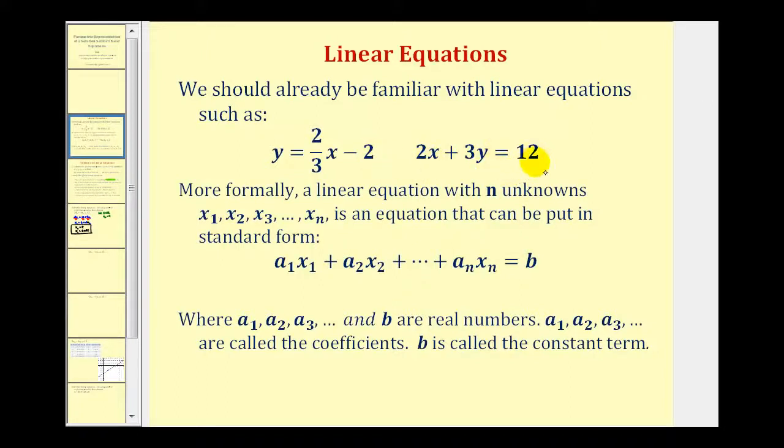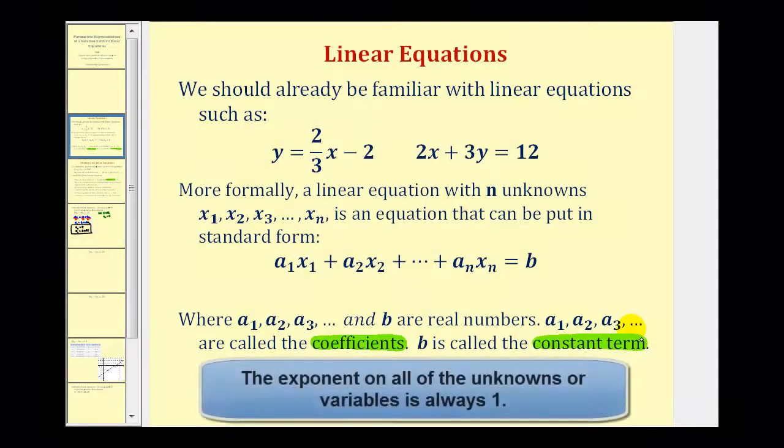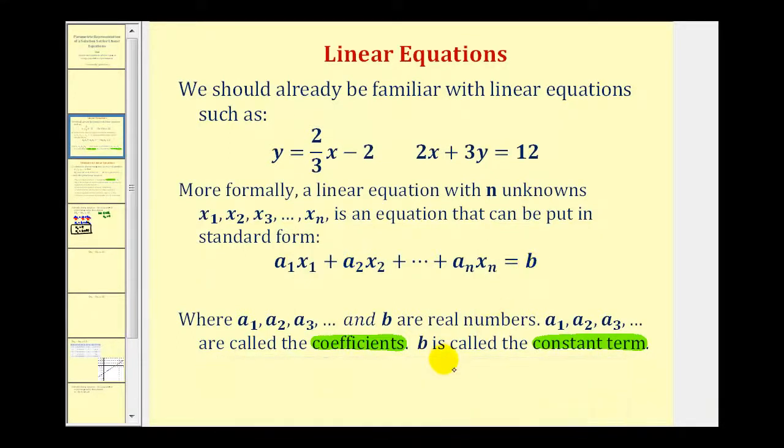But to define a linear equation more formally, a linear equation with n unknowns, x sub 1, x sub 2, all the way through x sub n, is an equation that can be put in standard form, or this form here, where x sub 1, x sub 2, all the way through x sub n and b are real numbers. The a's are called the coefficients, and b is called the constant term. Notice the a's are being multiplied by the unknowns, and b is the number without the variable.